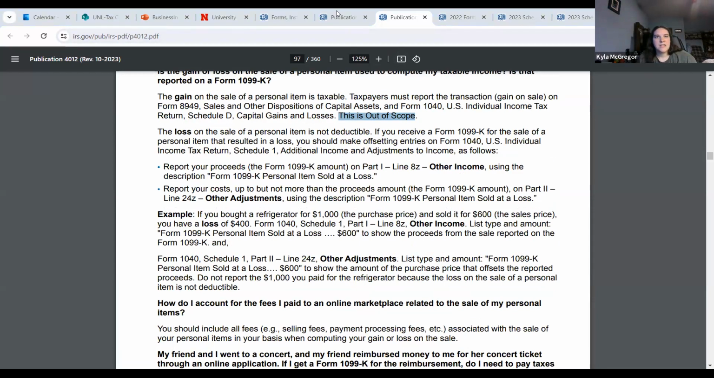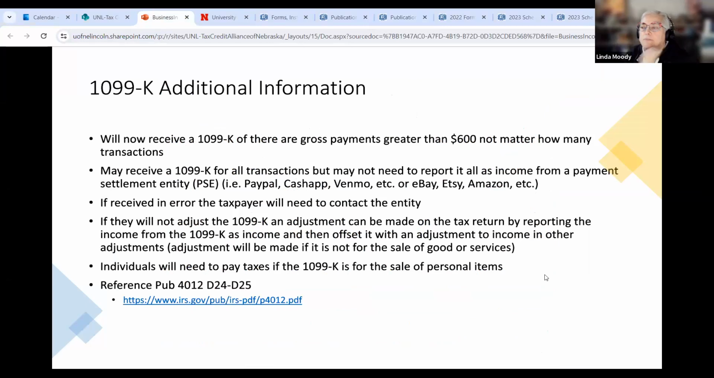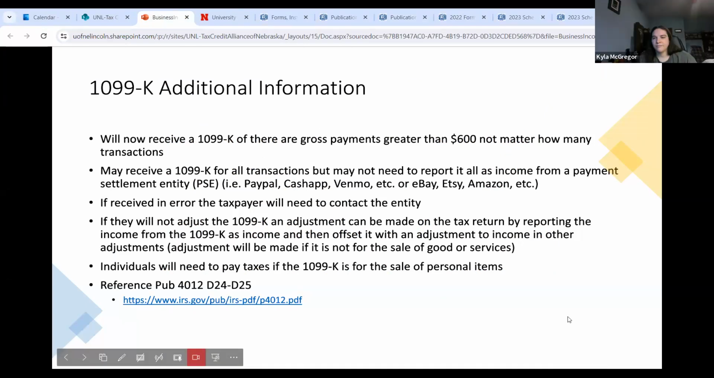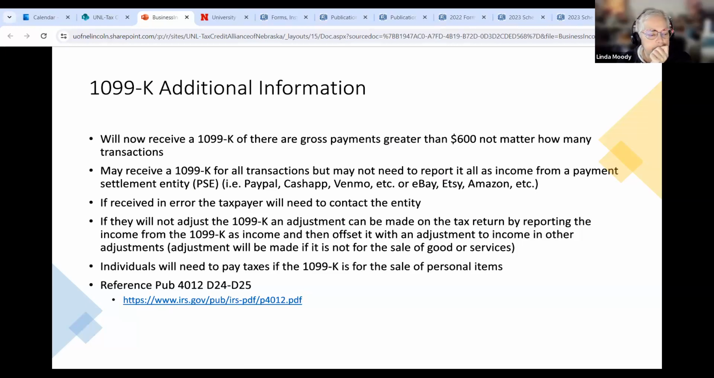But yeah. So Kyla, if I participate in a garage sale, I need to report that as income? Yes. Thank you. Any other questions about this? And there's no dollar amount, correct? No. You won't get a 1099K unless it's over $600, but as far as amount of income, if you do sell things, it doesn't matter how much it is. Okay, thank you.